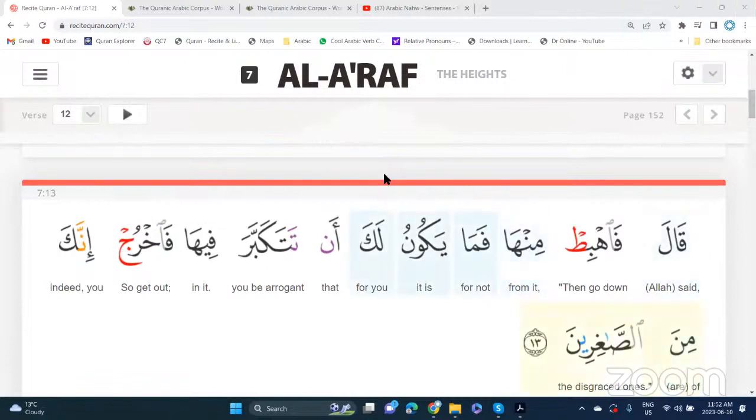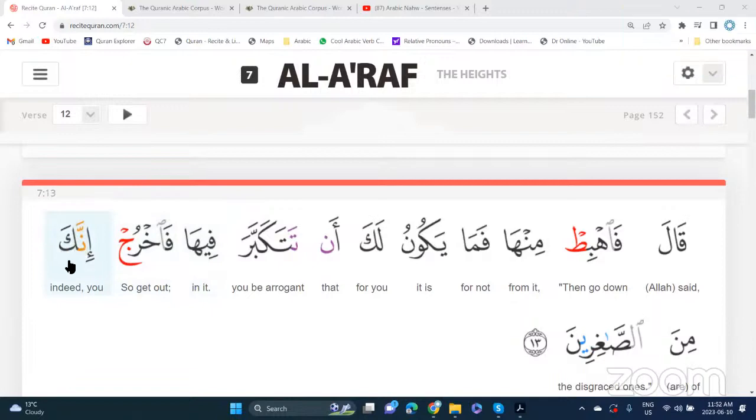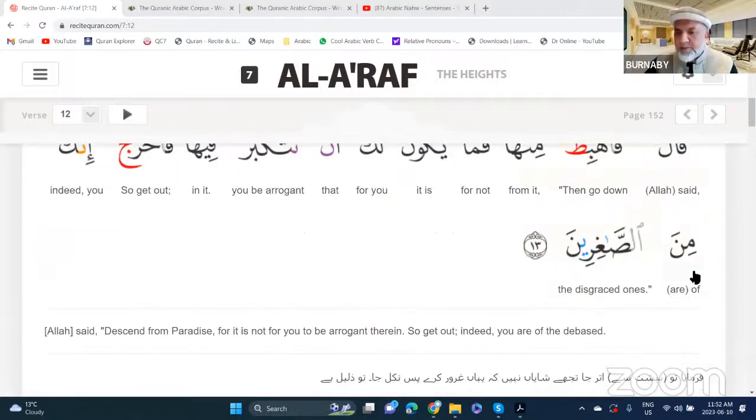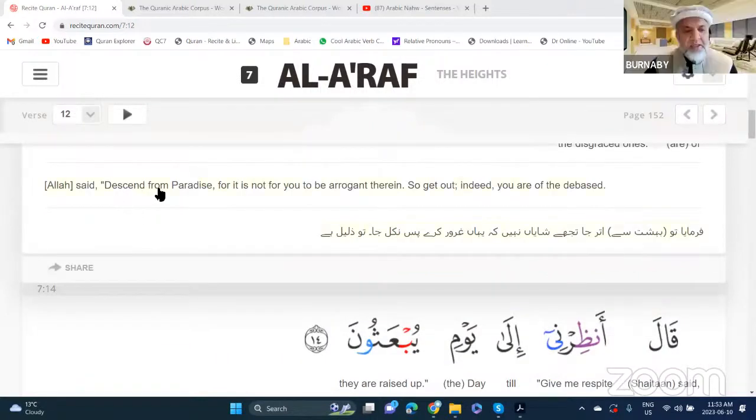Okay. So when you read it on your own time, minha, harf e jar, the attached pronoun. Laka, harf e jar and the attached pronoun. Fiha, harf e jar, attached pronoun. Innaka, inna, and then harf e jar, this zamir, attached pronoun. Minas sagirin, murakkab e jari: harf e jar, and then the ismul majroor. Agree? Okay. So Allah subhanahu wa ta'ala said, descend from paradise, for it is not for you to be arrogant therein. So get out. Indeed, you are one of the debased.